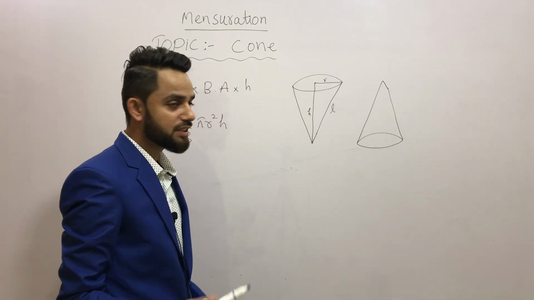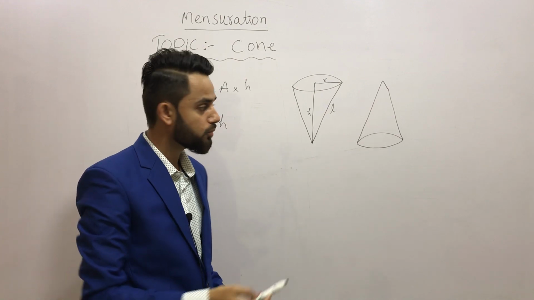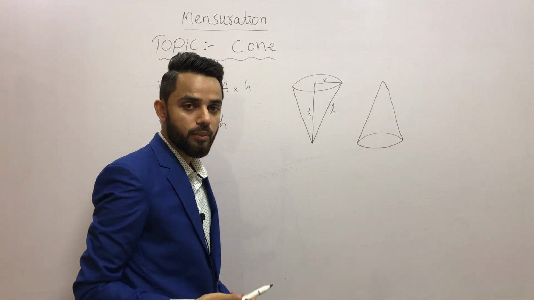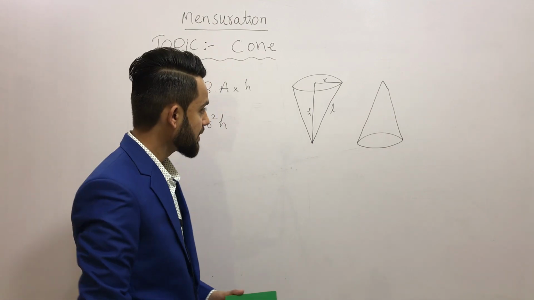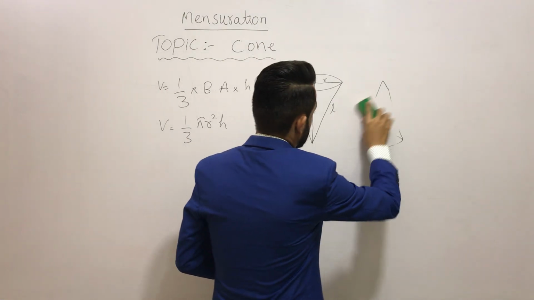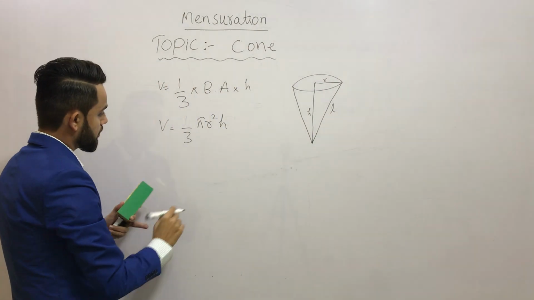So these are the basic notations needed to understand everything about a cone, and we are going to use them one by one, and we will derive and learn about different things. Okay, so let's talk about surface area.